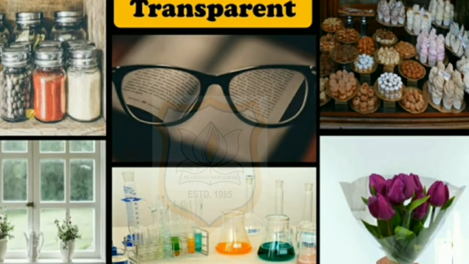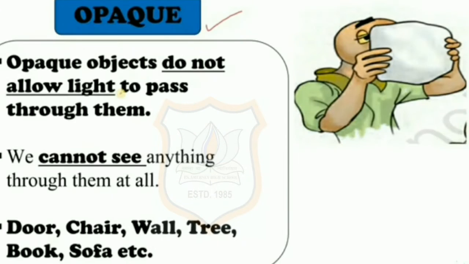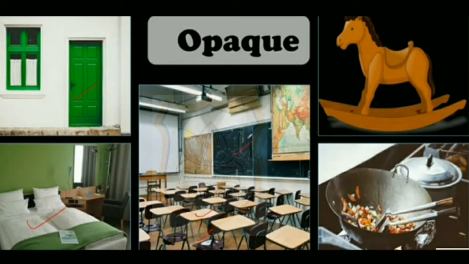Transparent objects, here are some slides. You can see a window, some bottles, and even flowers in transparent plastic. What is opaque? Opaque objects do not allow light to pass through them. We cannot see anything through them at all. For example, door, chair, wall, tree, book, sofa, etc. You can see in the slide the opaque objects: a classroom, a door, a bed.